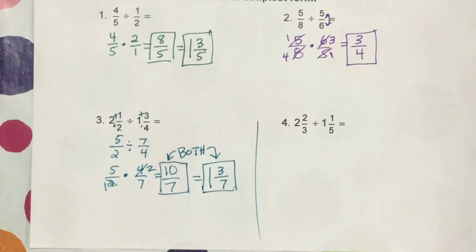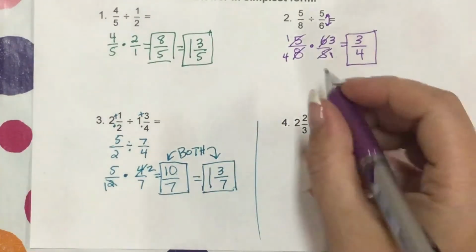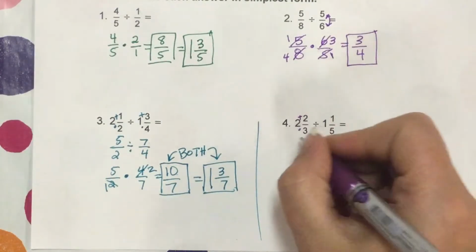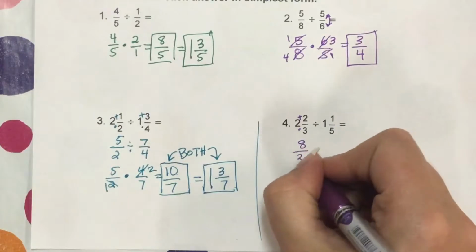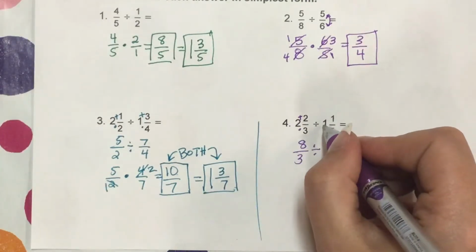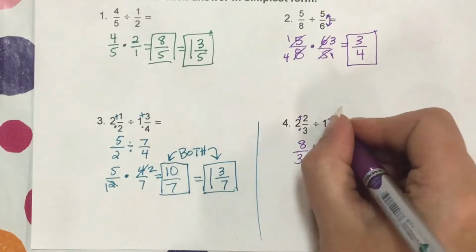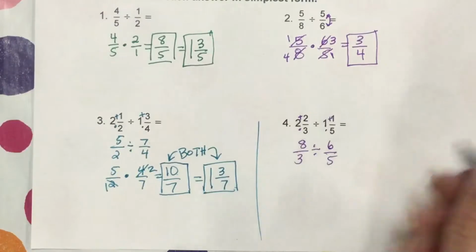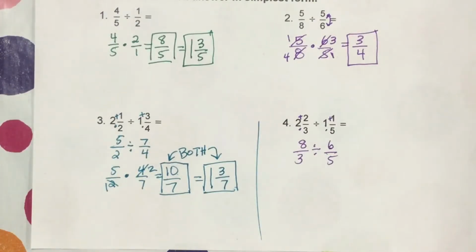Perfecto. On to number 4. Let's go ahead and do this last one together. So there are some mixed numbers. So we're going to go ahead. First step, write them as improper fractions. Can do. 3 times 2 is 6 plus 2 is 8. So we have 8 over 3 divided by 5 times 1 is 5 plus 1 is 6. So 5 times 1 is 5 plus 1 is 6. 6 over 5. Perfect. Now we have improper fractions.